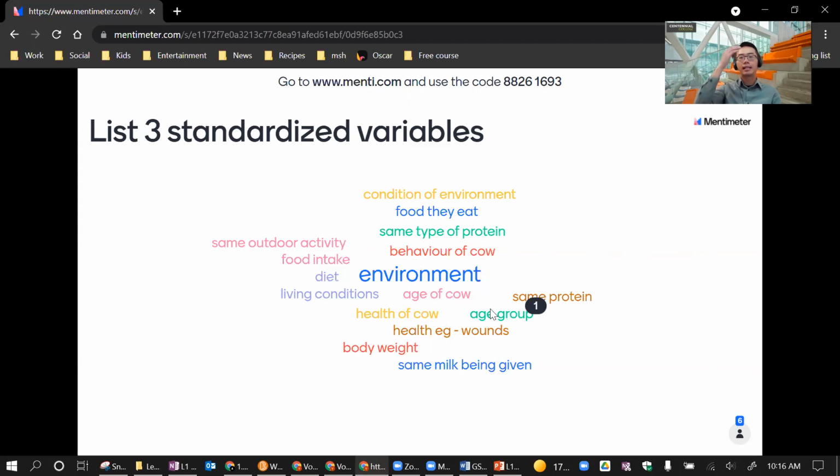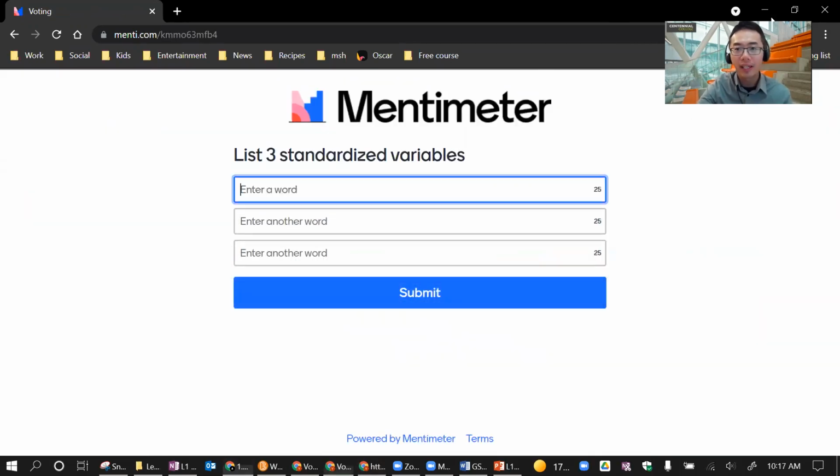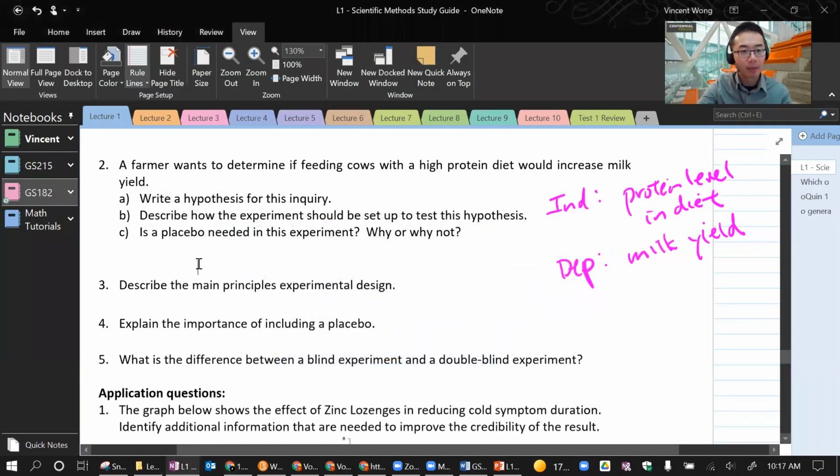Now, I am very glad that nobody mentioned the gender of the cow. When I put this question on an actual test paper, when we were doing face-to-face, many people put gender, and that would be wrong because male cows don't make milk. So in this particular experiment, all the cows that you use would have to be female cows. That's just one thing that people usually get wrong.